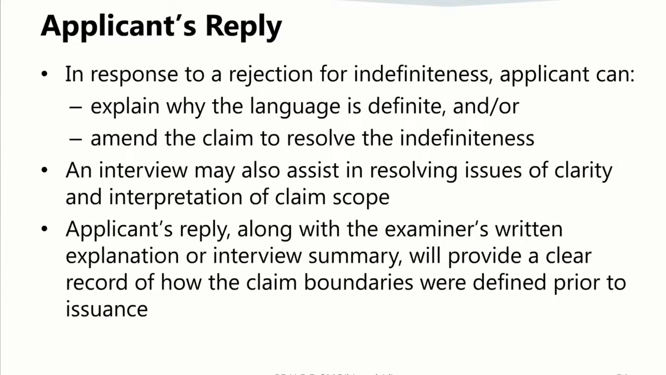Applicant can successfully reply in several ways to resolve an indefiniteness rejection. Applicant can explain why the language is definite and/or amend the claim to resolve the indefiniteness. Applicant and the examiner may also hold an interview, which may assist in resolving issues of clarity and interpretation of claim scope. Applicant's reply, along with the examiner's written explanation or interview summary, will provide a clear record of how the claim boundaries were defined prior to issuance.